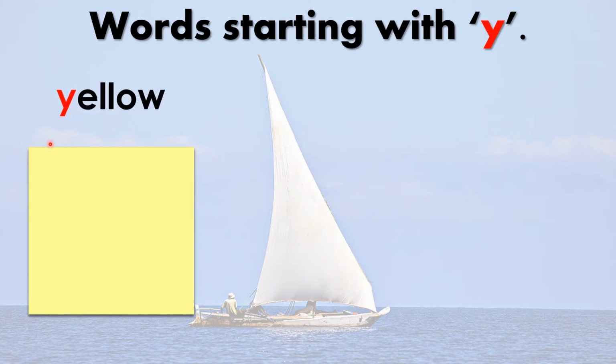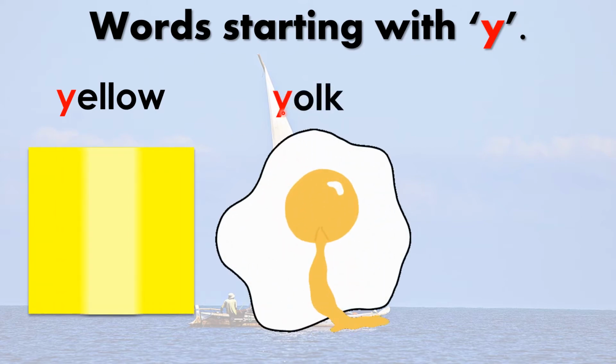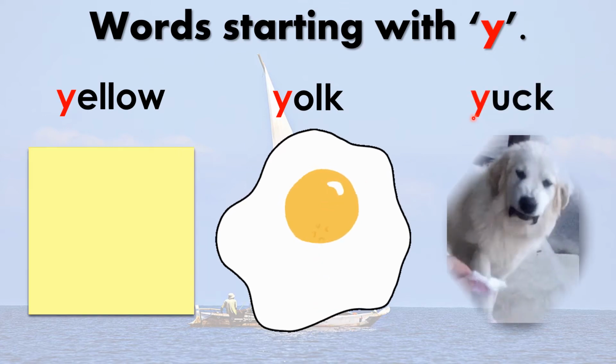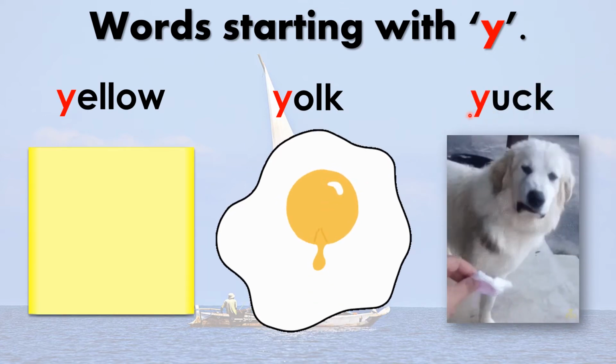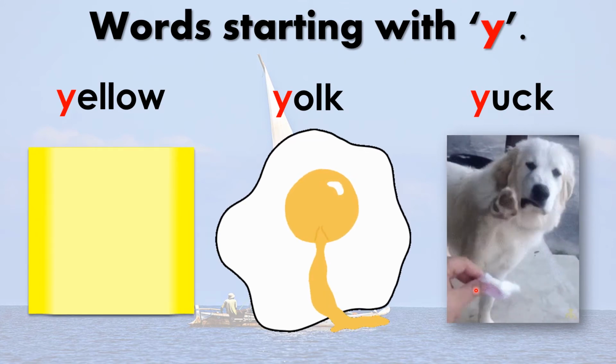Yellow. This is the color yellow. Yolk. The yellow or orange part of an egg is a yolk. Yuck. The dog thinks the food is yuck.